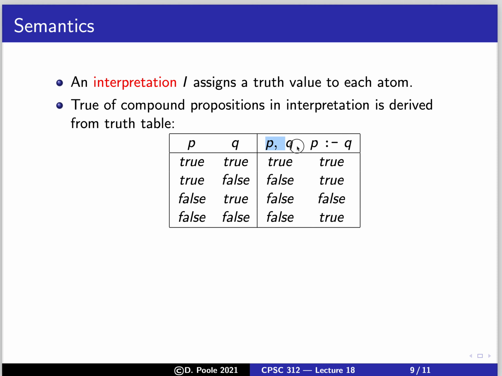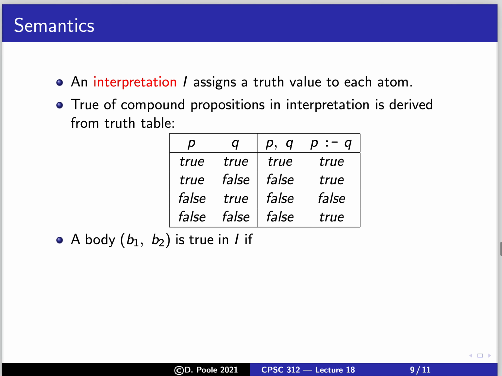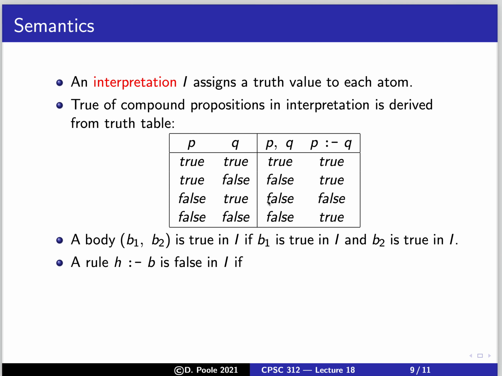Remember, this is AND. So P and Q is true only if P is true and Q is true, otherwise it's false. This is read as "if": P if Q is false if Q is true and P is false, otherwise P if Q is true. Okay, so that's the semantics of what these mean as logical operators. So a body is true if B1 is true and B2 is true. So that's what it's going to mean.